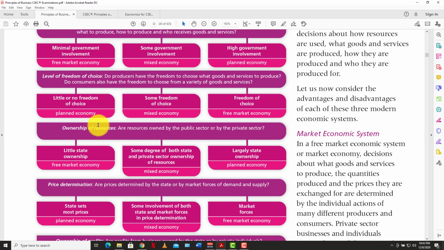As it relates to ownership of resources, as in resources owned by the public sector or by the private sector, for the free market, you have a little state ownership. So most of the things are owned by the private sector under the free market. For the mix, you have a degree of both, because remember, you have both the private and the public sector. So most mixed economies have some private, some public ownership of resources. But for the planned, you have largely state ownership. So the state normally owns almost all of the economic resources within a planned economy.